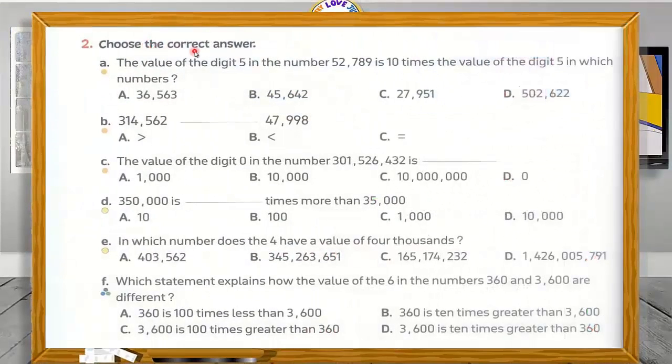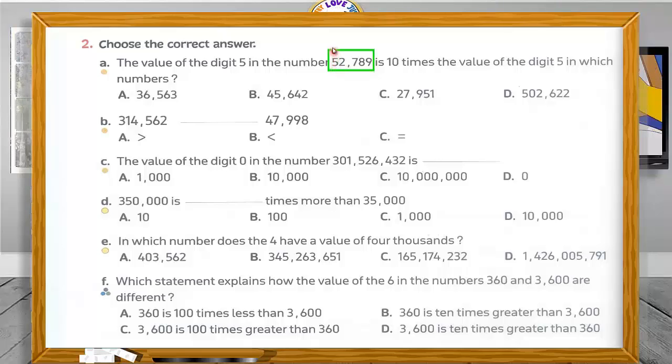Next one, choose the correct answer. Here he tells you the value of digit 5 in the number 52,789. This number is 10 times the value of the digit 5 in which numbers? We have 4 numbers down. He asked you about digit 5. 10 times, 10 times.